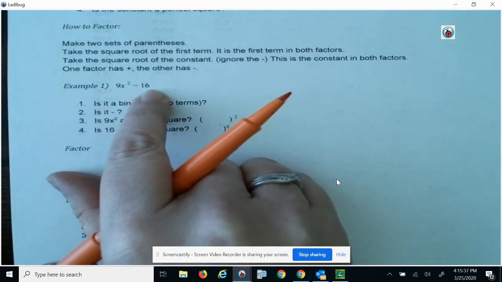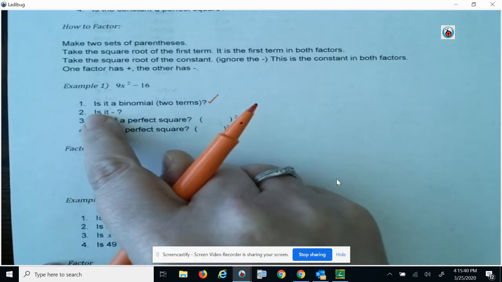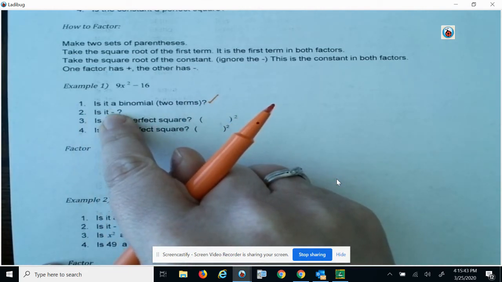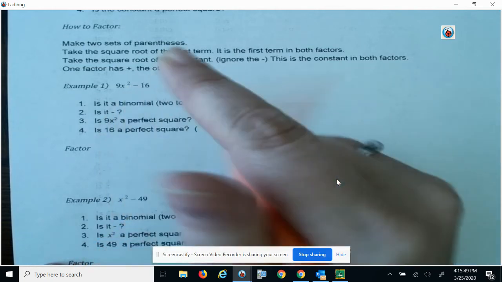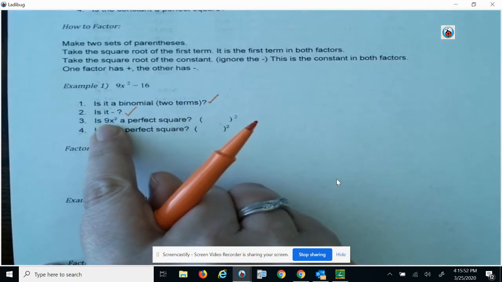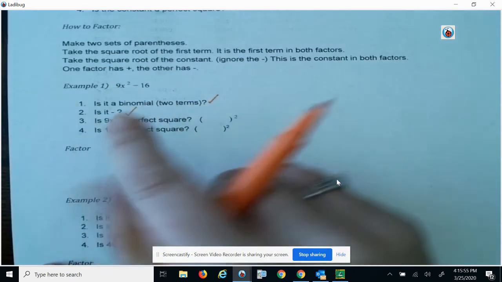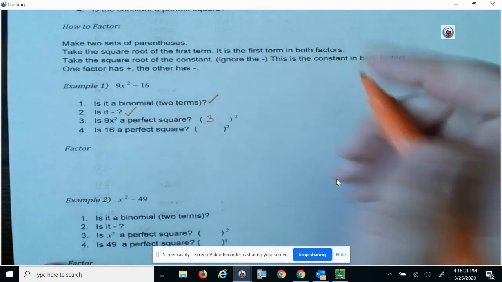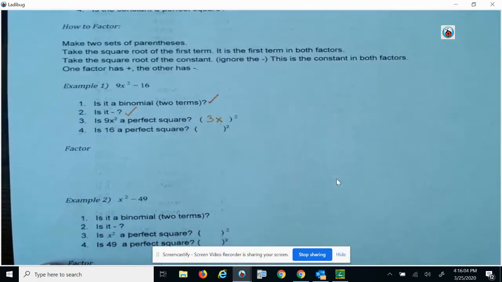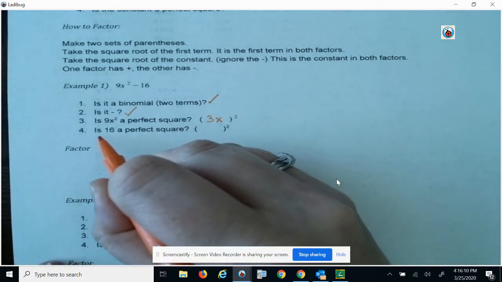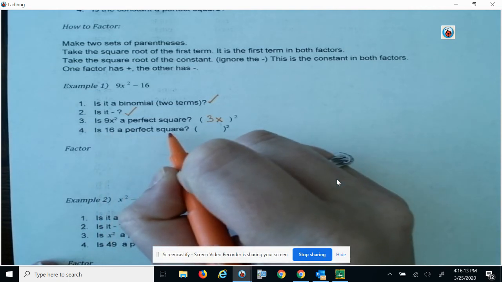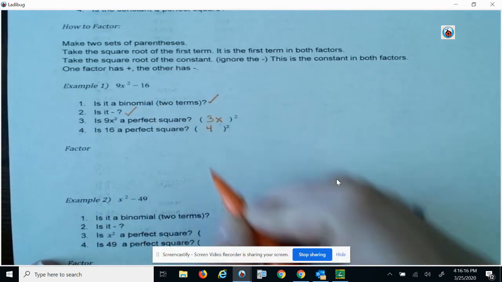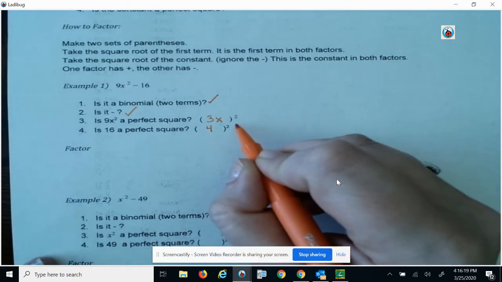Well, yes, it's got 2 terms. Check. Is it a difference or a minus? Yes, it is. And is 9x squared, our first term, a perfect square? Well, 3 times 3 is 9, right? And x squared is x times x. So 3x is the square root of 9x squared, and yes, it is. Okay, and is 16 a perfect square? Well, 16 is 4 times 4, or 4 squared. So yes, that's also true.